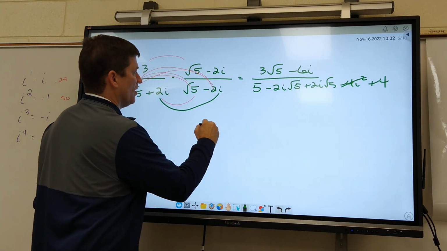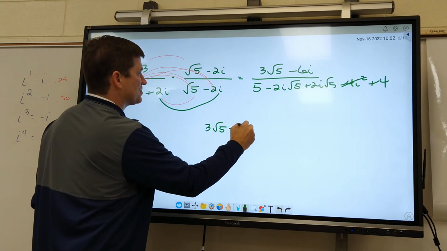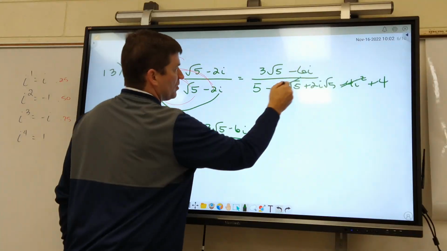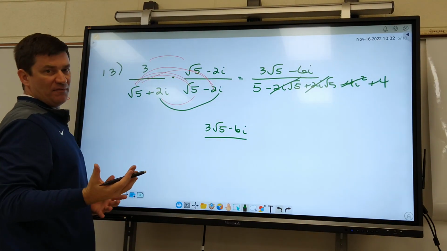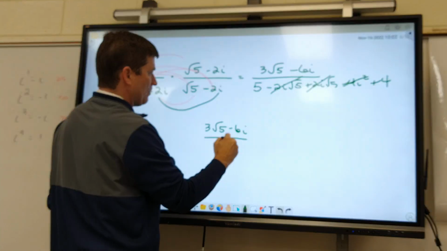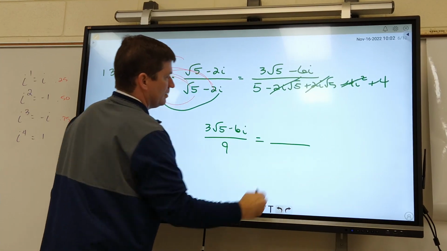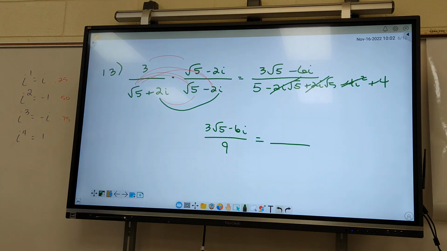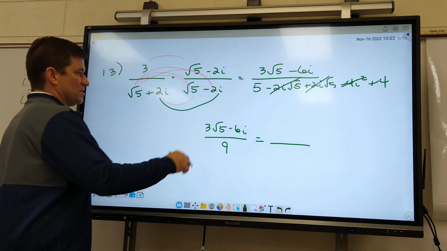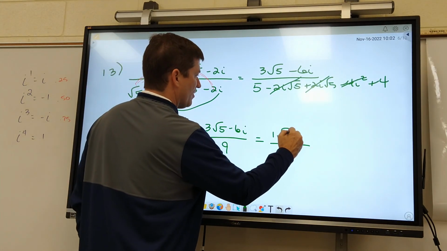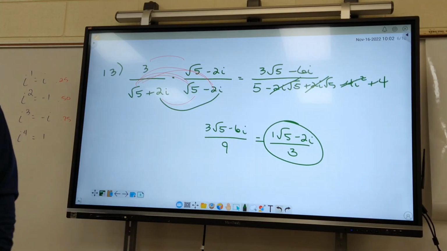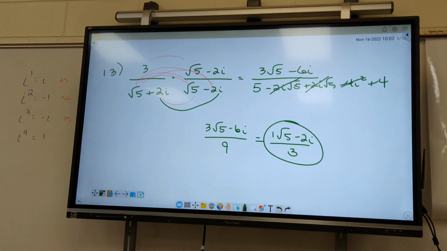All right, so I got 3 root 5 minus 6i. The top stayed the same. We know the middle is going to cancel out on the bottom. Again, if y'all want to skip that, it's fine. 5 plus 4 is 9. Divide them all by 3, and you will be done. Simplify. So I got 1 root 5 minus 2i over 3. That's what I got, Coach.